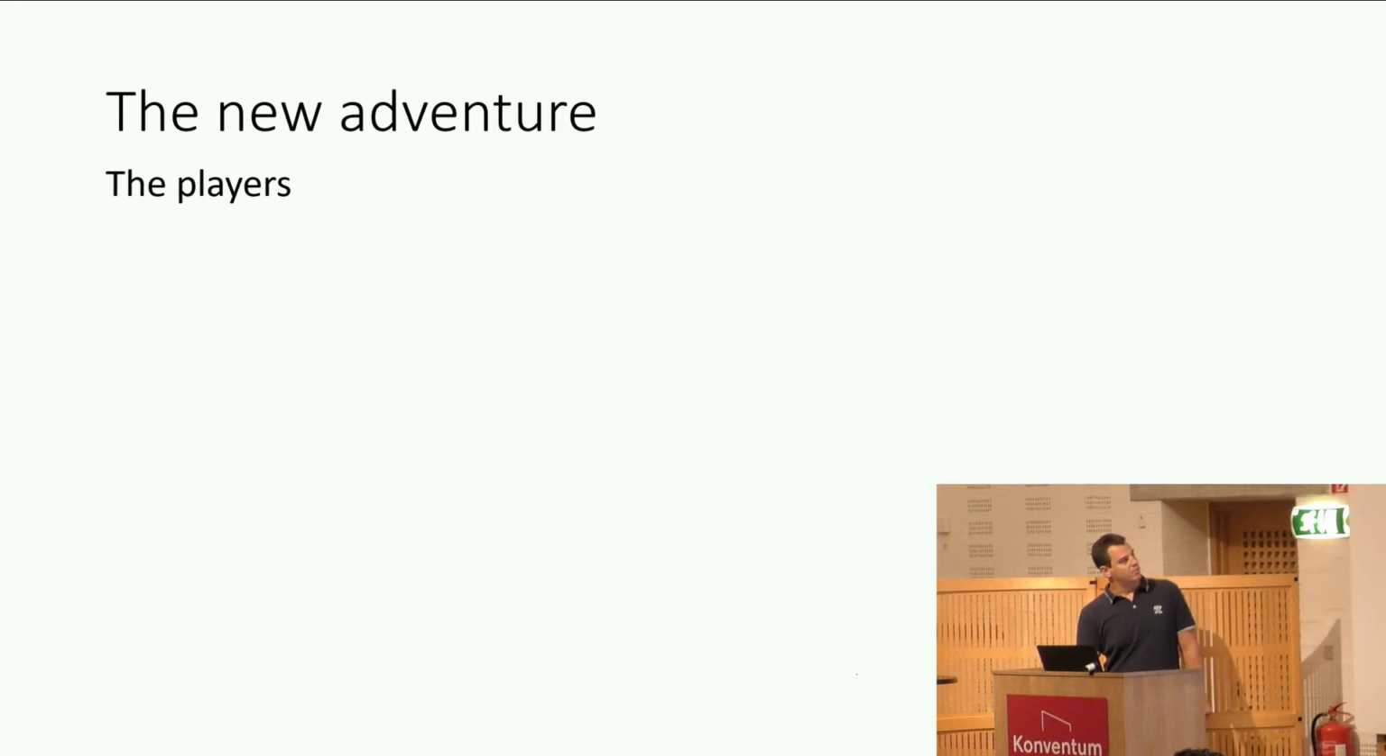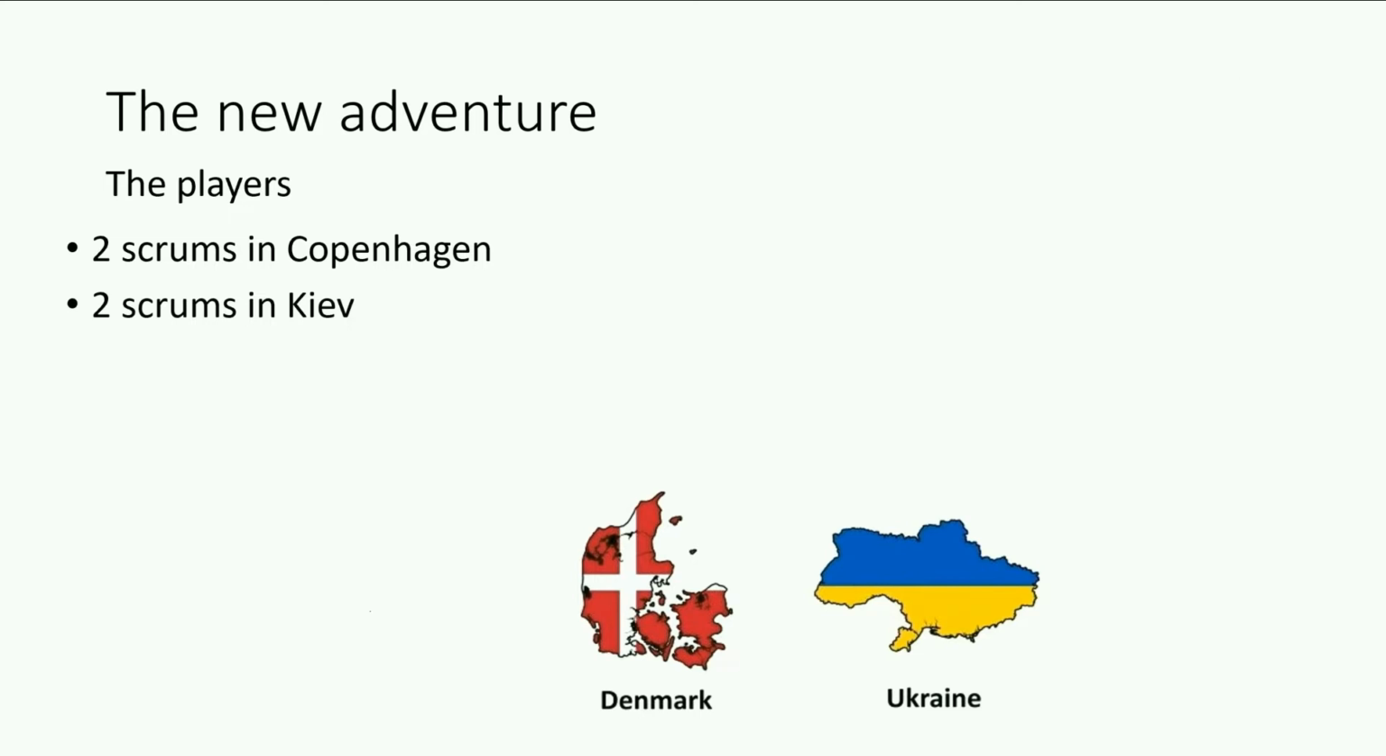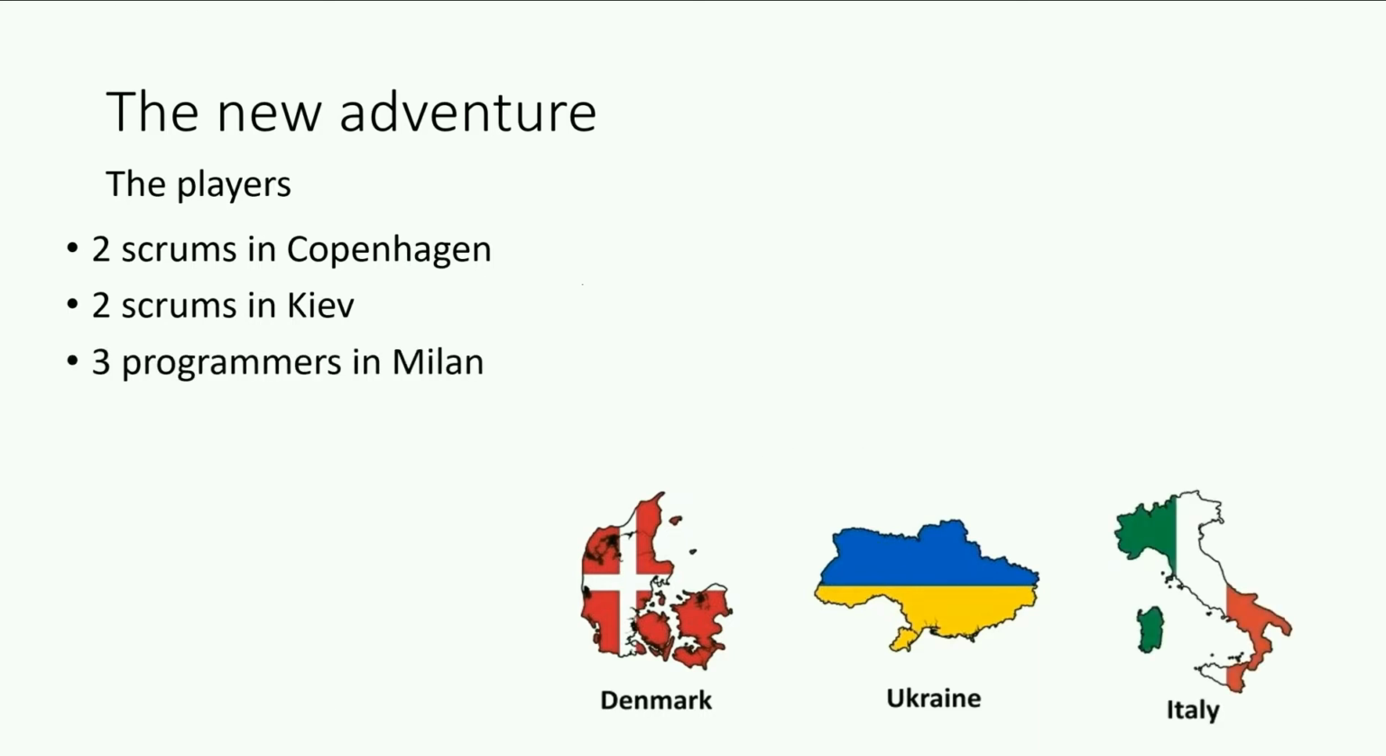So this was the game, and the players were two scrums in Copenhagen and two scrums in Kiev. So a whole train of developers called the Portfolio Analytics and Reporting Train. They have been working over the last 18 months or so with us, not all together at the same time, but some scrums for some time and so on. Instead, three programmers in Milan were deeply involved since the beginning of the project and up until the later developments.